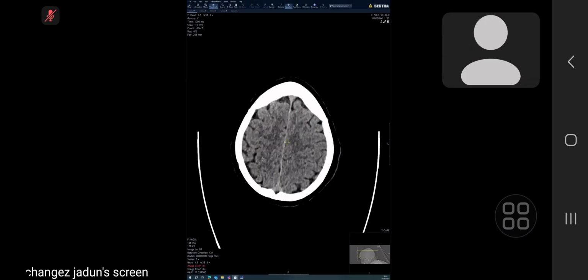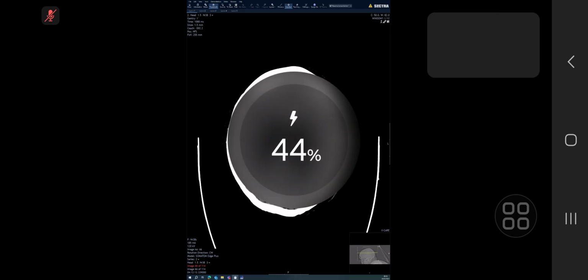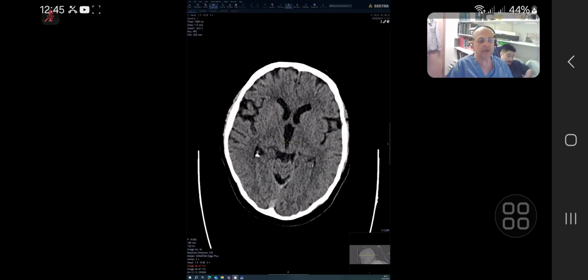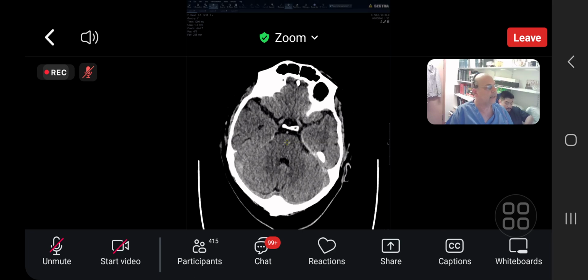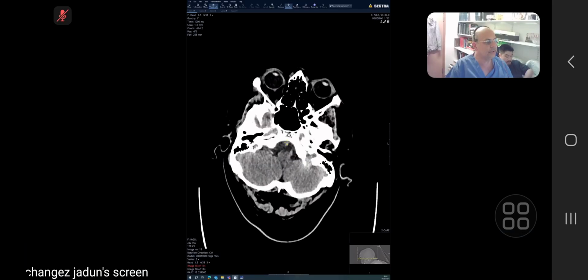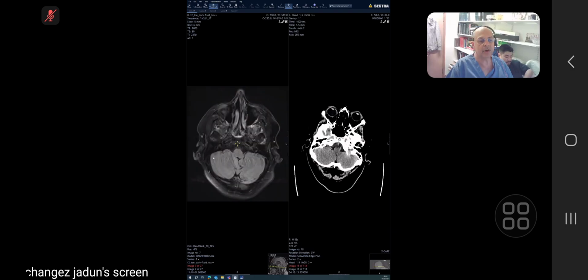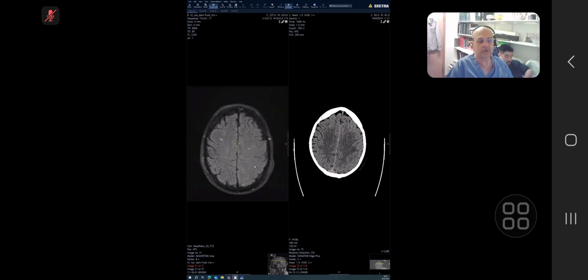Because nothing much was visible on the CT scan and the clinical history was strong, they referred this straight to the MRI. So I am going to show you both the CT and the MR for your comparison purposes. So here is the MR. I'm giving you the FLAIR sequence.